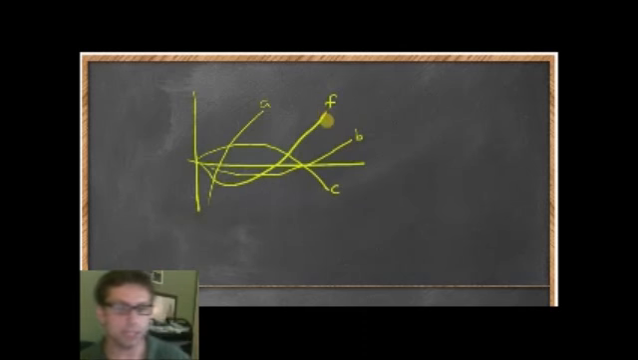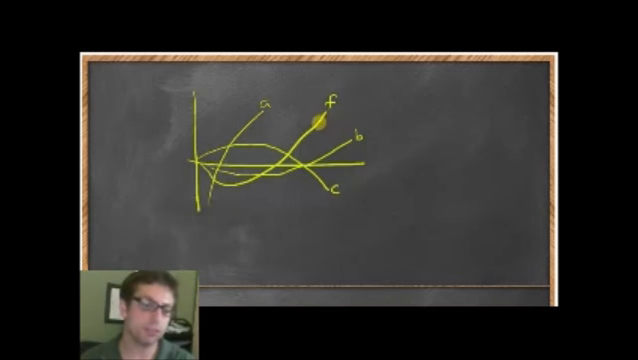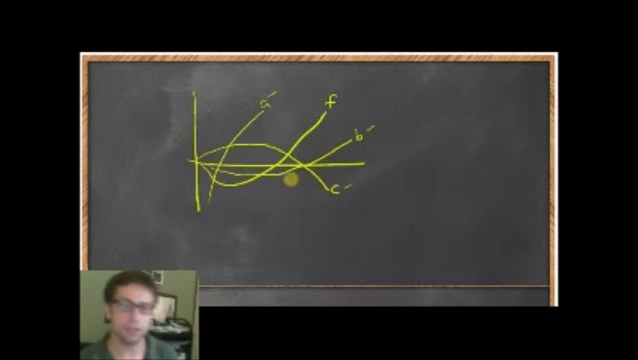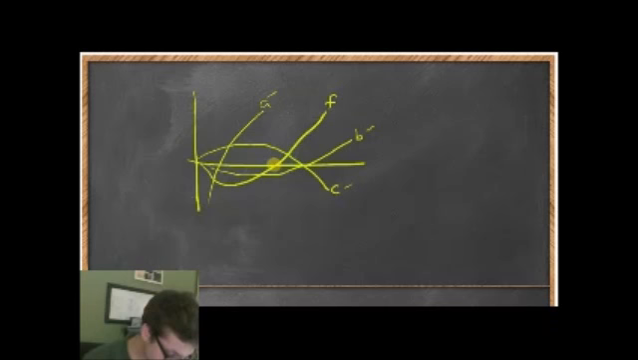So let's talk about what f says. If f is the derivative and one of these functions a, b, or c is the antiderivative, that means f is the derivative, and the derivative function tells you slope. So we're going to use f and ask where f crosses the x-axis. Because f tells you the slope of one of these functions, find out where it crosses the x-axis. It crosses here.